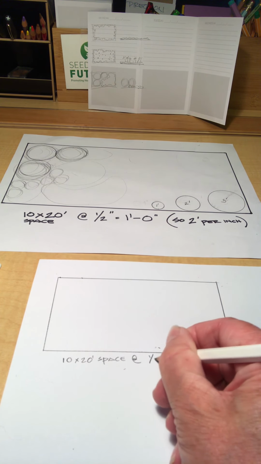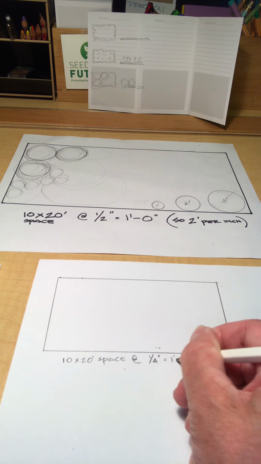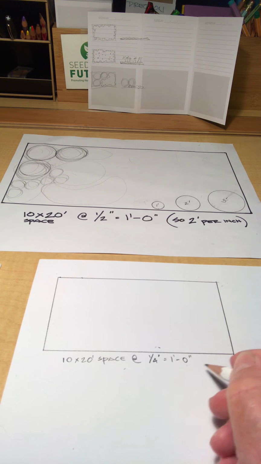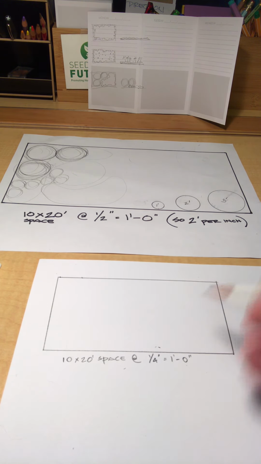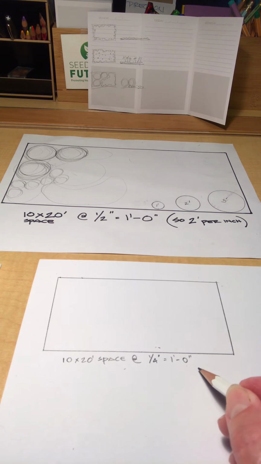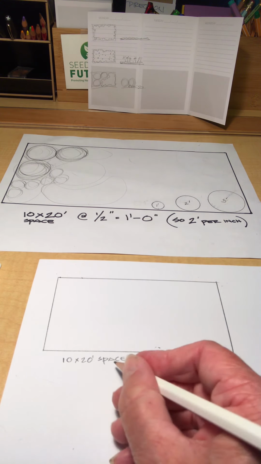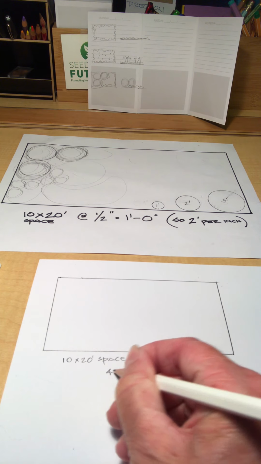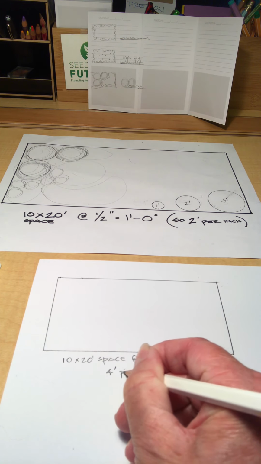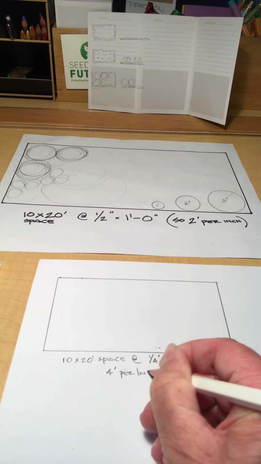At 1/4 inch equals 1 foot 0 inches. That's how we denote scales, because we're that specific. We always would want to show feet and inches. And so another way of saying that scale is there's 4 feet per inch, if that makes more sense to you visually.